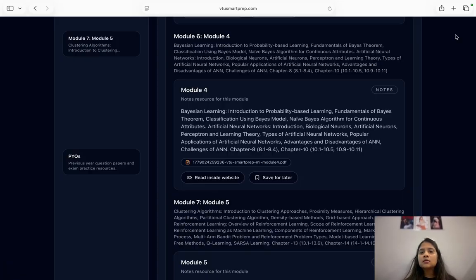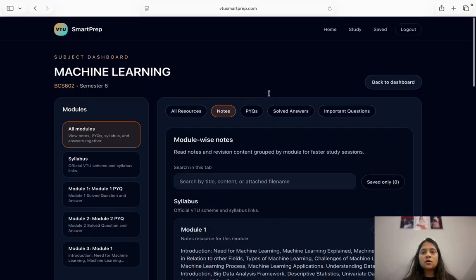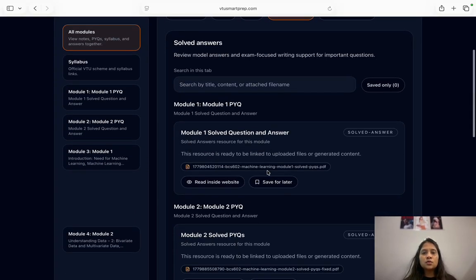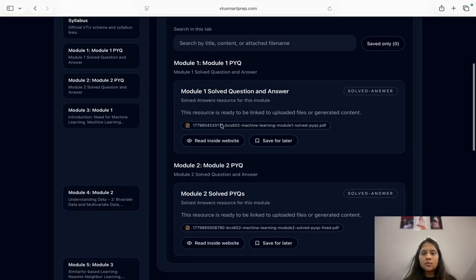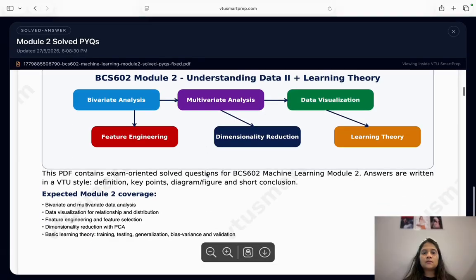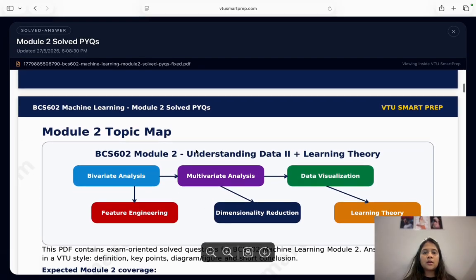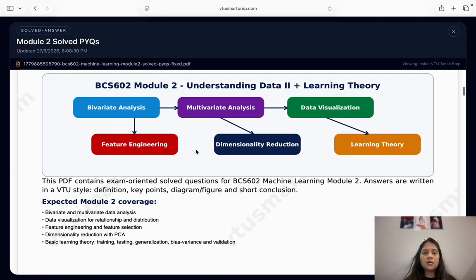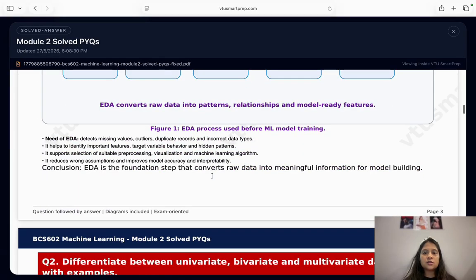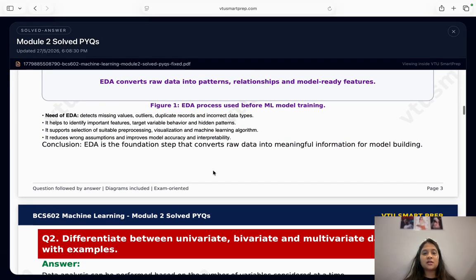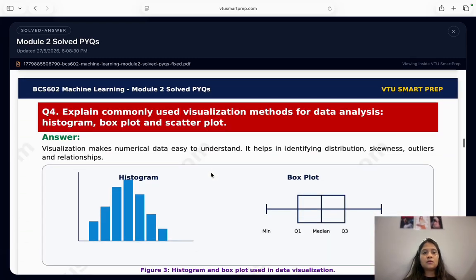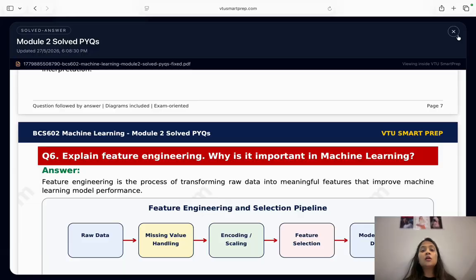And next is the solved answers. Right now I have uploaded the module 1 and module 2 solved PYQs. Here you have the topic name, and you can see the question followed by the diagram and points. So questions and answers are also available for the modules.